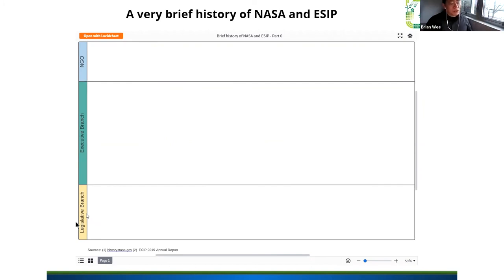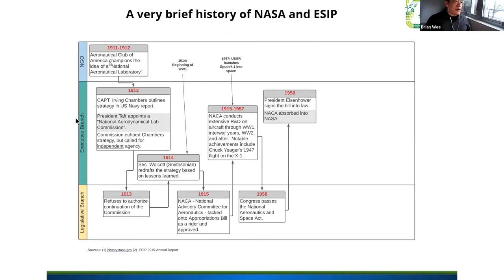But here, in the US government, when we talk about legislative branch, we're talking about the United States Congress. Executive branch, we're talking about everything under President Biden and below that reports up to President Biden. And NGOs, things like, you know, us, ESRB, right? Now, back in 1912, we're going to start here. As an NGO, the Aeronautical Club of America had championed the idea of a national aeronautical laboratory. Now, by no accident, this guy by the name of Captain Irving Chambers, he was a US Navy officer.